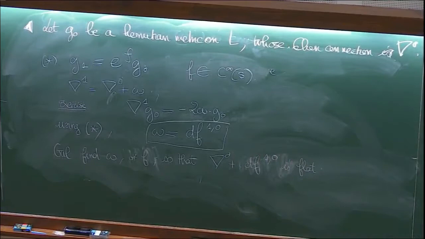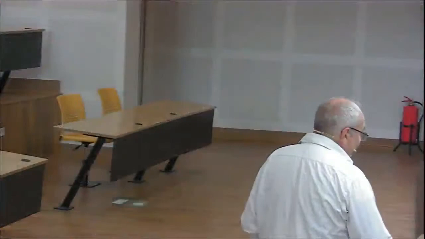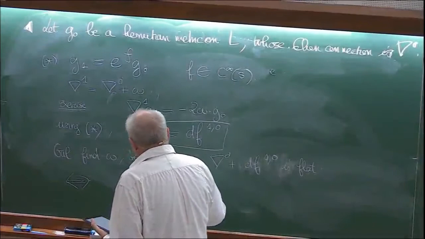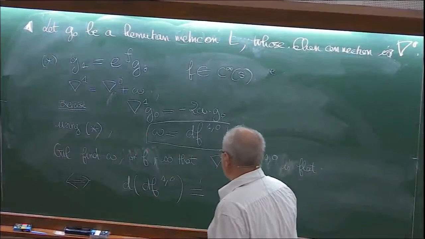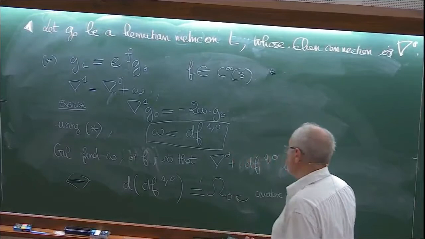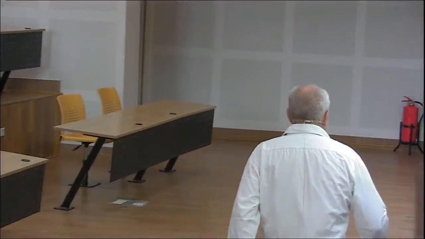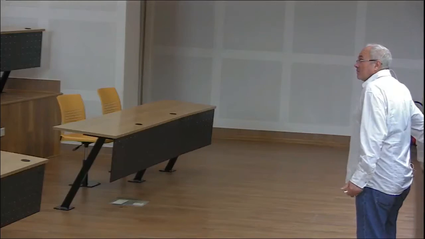But this condition is equivalent to, so you know how to compute the curvature of something when you just add something. So it's just equivalent to the fact that the differential df of the 1-0 part of f is equal to the curvature omega 0, and that's the curvature of nabla zero. Okay? So I've been very careful in not defining what is omega zero, just to avoid the dreary signs that should be in this equation.